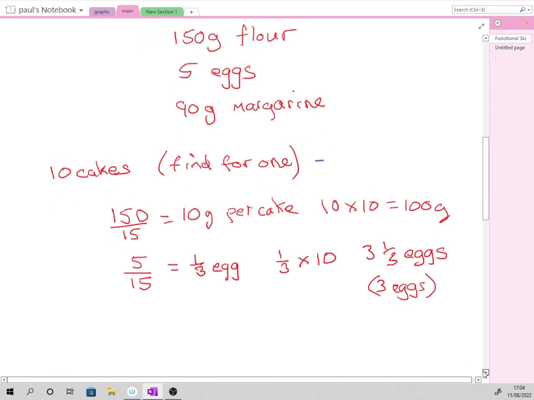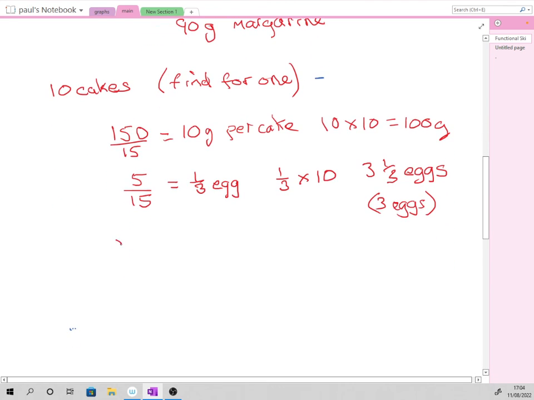The other one is the margarine. So we've got 90 grams of margarine to make 15 cakes. So if we do 90 divided by 15, we get 6 grams per cake. Multiply that by 10 because we're making 10 cakes, 60 grams. Yeah. So find for one and then multiply it back out.